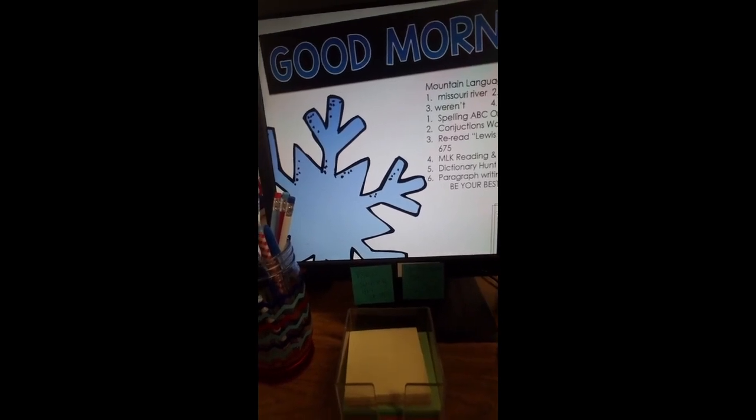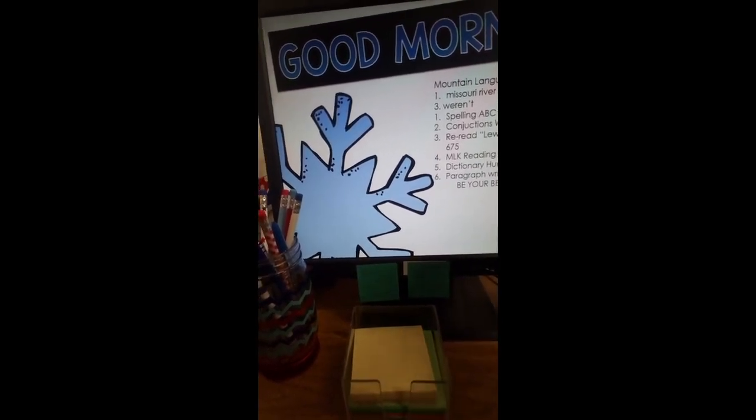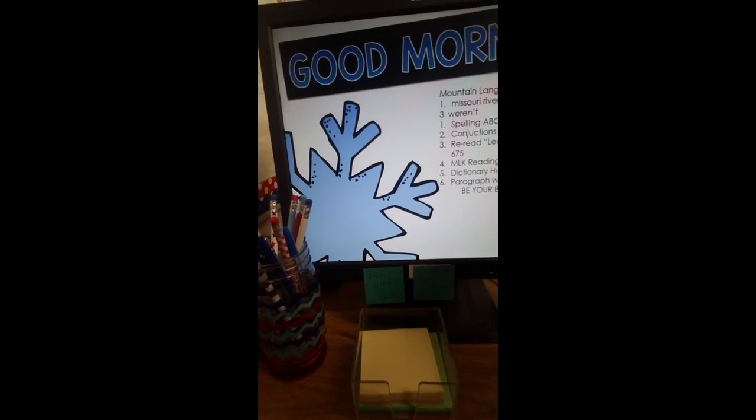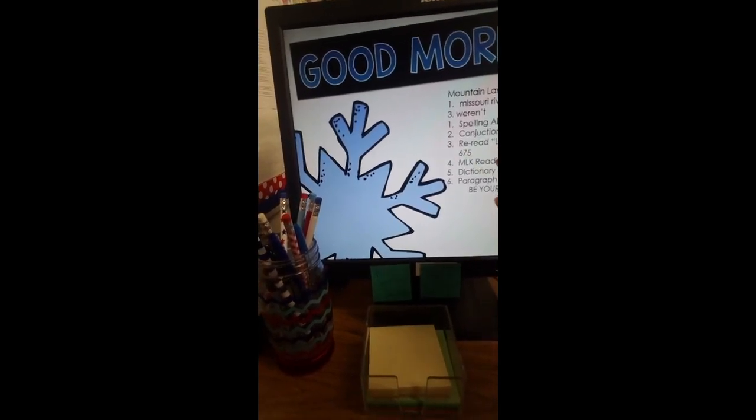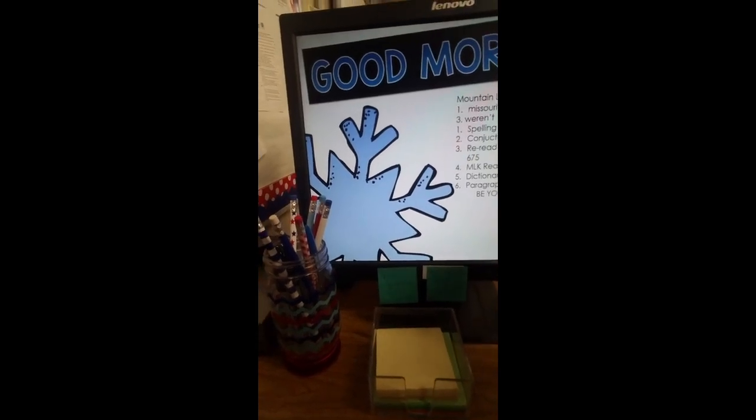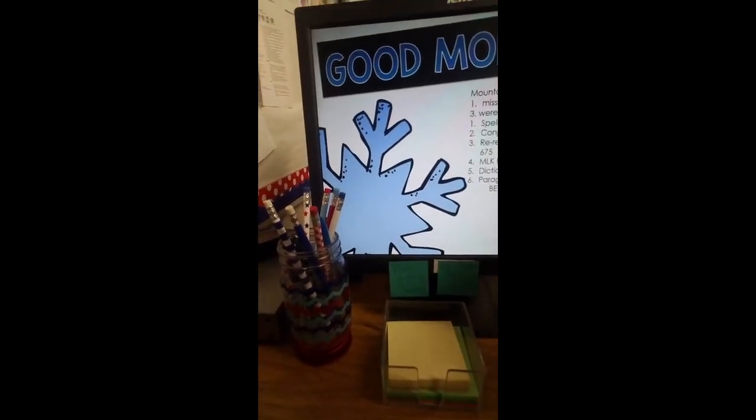Later, they're going to be doing their spelling words in ABC order, working on conjunctions. They're going to be rereading a story and working on some critical thinking questions. If we have time, they'll read about Martin Luther King and answer questions. They'll do a dictionary hunt and a paragraph writing.